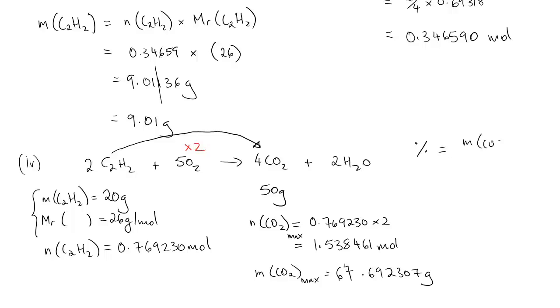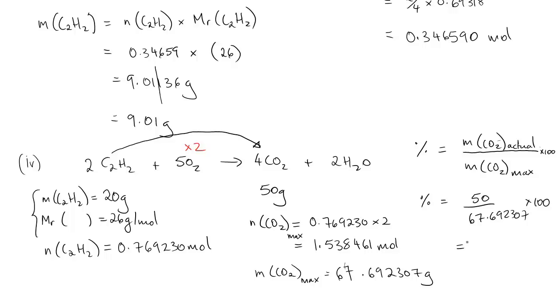And so to work out the percentage efficiency of this entire reaction, you know that you got the mass of carbon dioxide, the actual. Take the actual mass, and you divide it by the mass of carbon dioxide at the maximum level, and then times it by 100. Okay, so the percentage in this situation would be the mass of CO2, the actual mass of 50 grams, divided by the maximum, so 67.692307, and times it by 100.